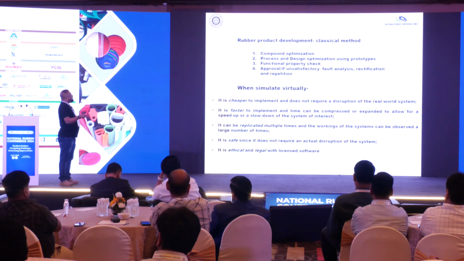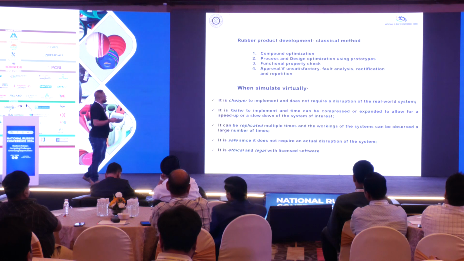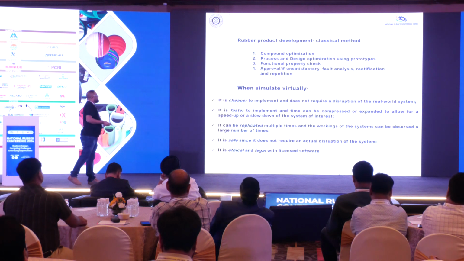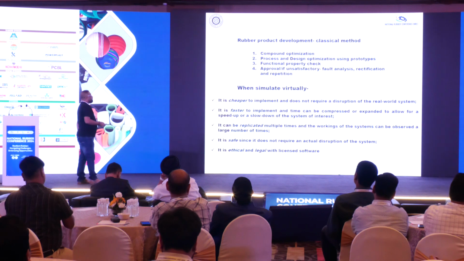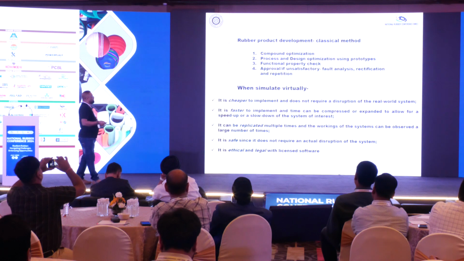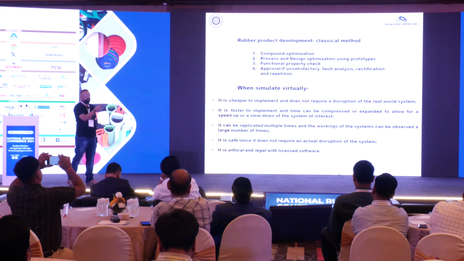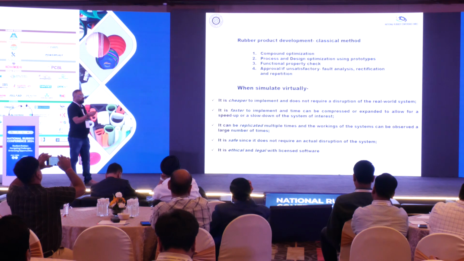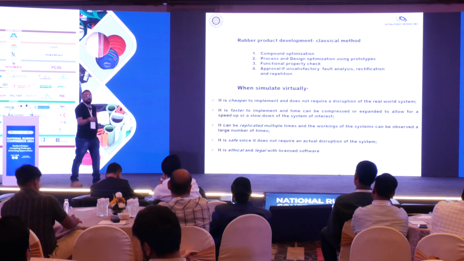Now, if you consider rubber product development, what is the classical way? First, we need to optimize the compound, then the process and design using prototypes, then functional property check. If everything is okay, you approve it. If it is unsatisfactory, then you have to go back to the fault analysis and redo it. So it involves a lot of time-consuming steps, and time is money, so a lot of money is also involved.